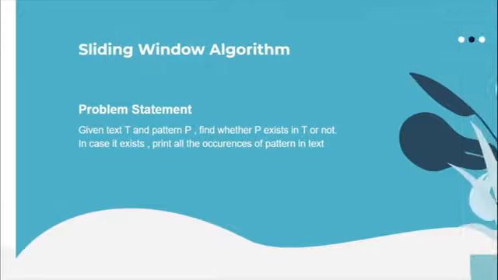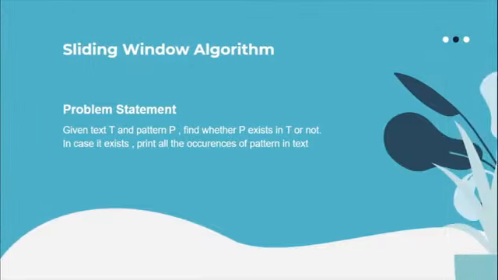To answer this question, let's learn the problem statement of the problem which is solved using the sliding window algorithm. So the problem is: you are given a text T and a pattern P. You have to find whether pattern P exists in text T or not. Text T means it can be anything, a string, a simple line, or a paragraph, anything.